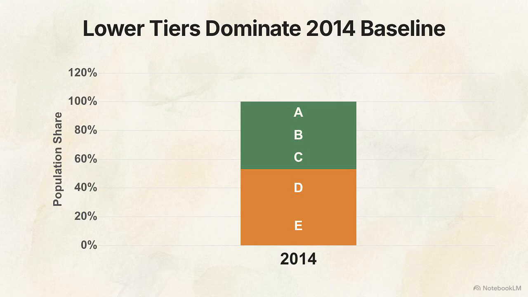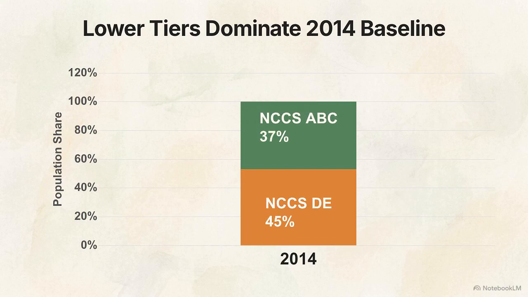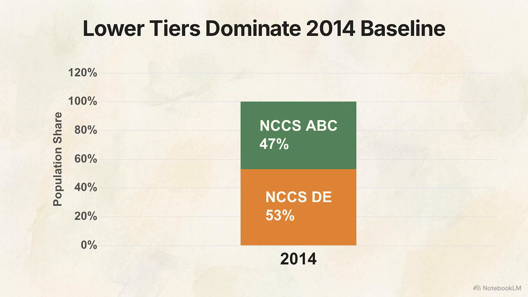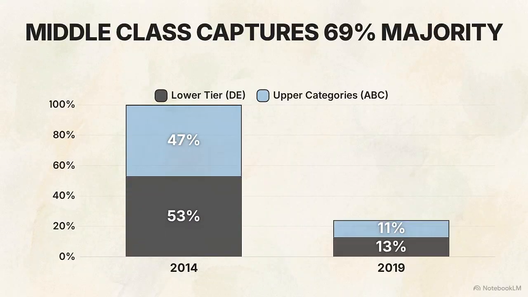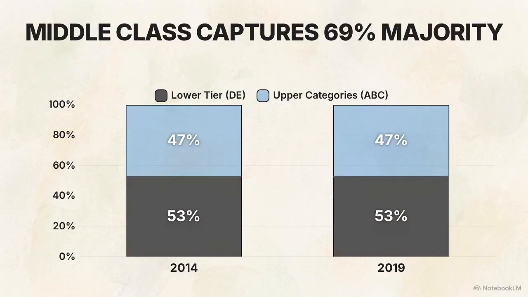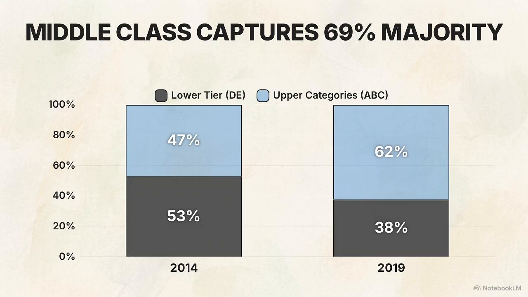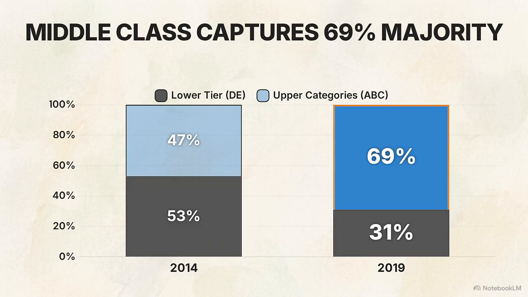This demographic chart shows the baseline reality in 2014. The majority of the country's population was concentrated heavily in the lowest brackets, anchoring the bottom half of the consumer economy. Then the 2019 Q4 survey data was published, delivering a statistical shock to market expectations. In a span of just 5 years, the lower DE tier collapsed to 31%, and the upper ABC categories swelled to capture 69% of the total population.